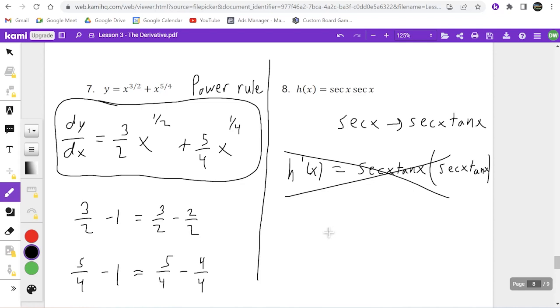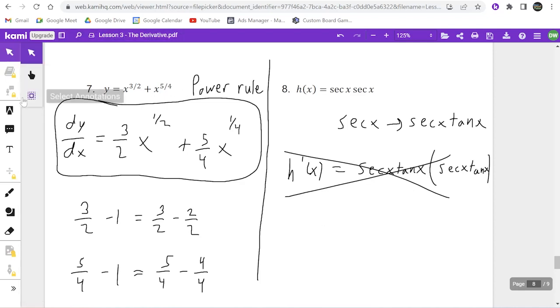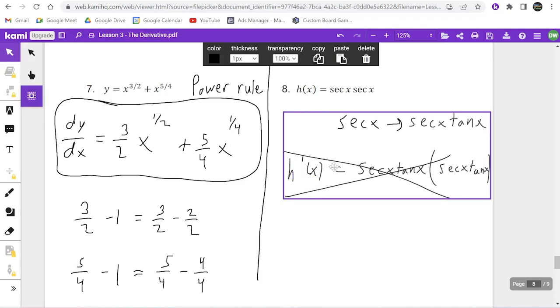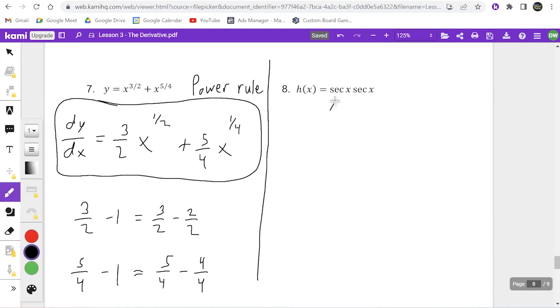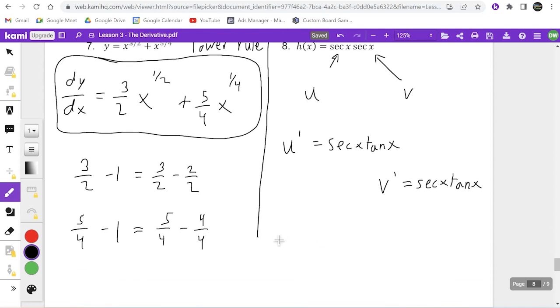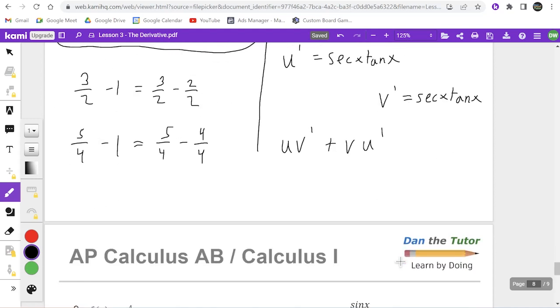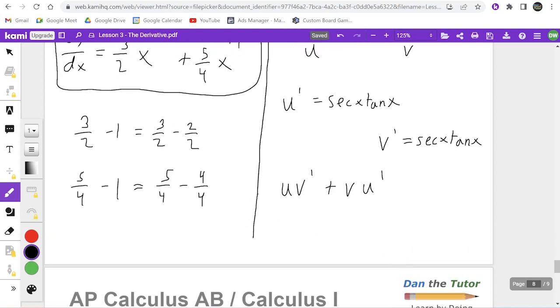So what does the product rule mean then? I'm going to erase what I said earlier. Basically, the first secant x is my u, and the second secant x is my v. Now, u prime is secant x tangent x, and v prime is also secant x tangent x. And you need to remember the formula. It's uv prime plus vu prime. And remember, the order doesn't matter. You can change that up.